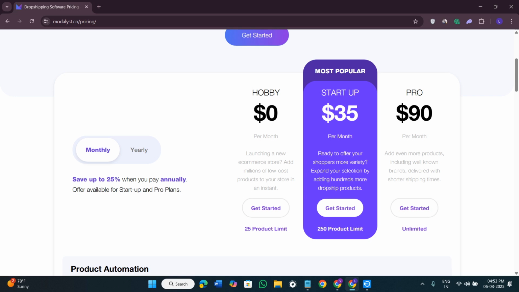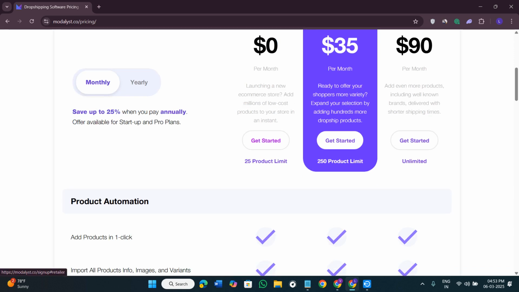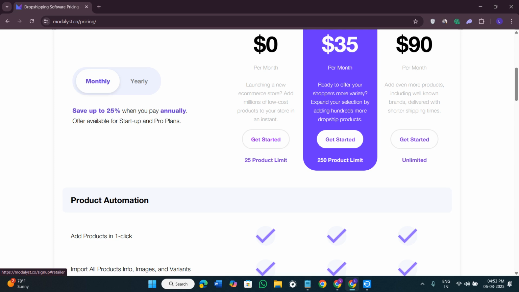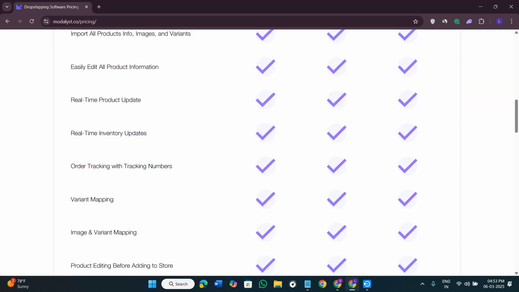So you will see higher product cost over here. As compared to AliExpress, pricing may be slightly higher for the premium suppliers. So these were the two cons that you need to consider.